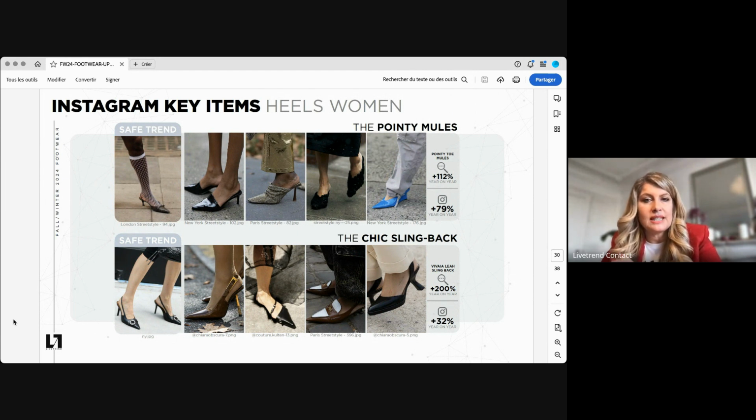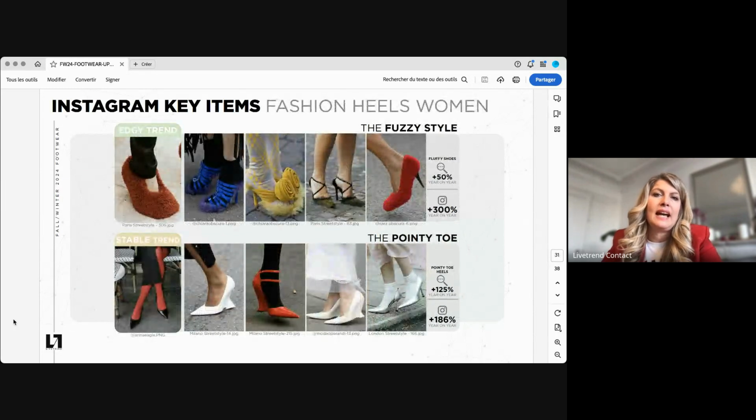And of course, there are the slingbacks that are even more versatile and also a safe trend, increasing by 32% and increasing in consumer search by 200%. Now let's have a quick look at fashion heels.